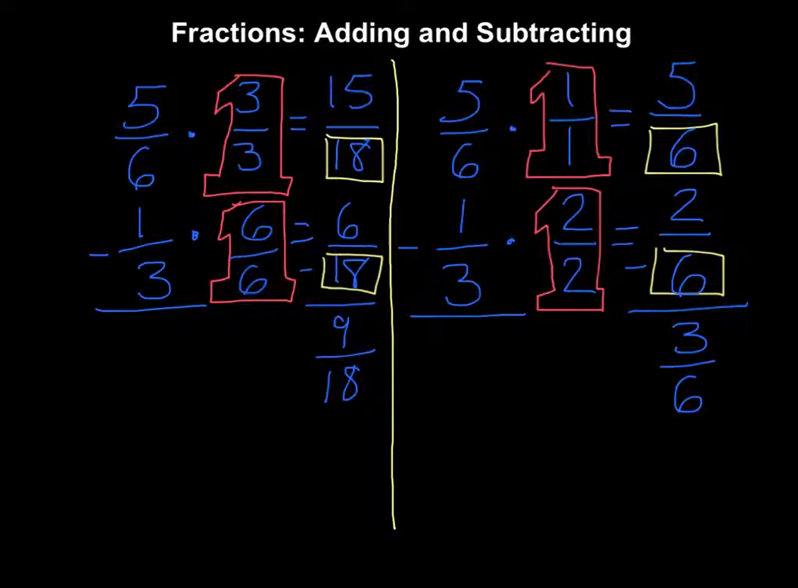And if we do some quick reducing, 9/18ths and 3/6 will both reduce down to 1/2. However, it's a little bit easier to reduce 3/6 than 9/18ths. So what we see here is multiplying the denominators together will always give you a common denominator, but it does not always give you the smallest common denominator.